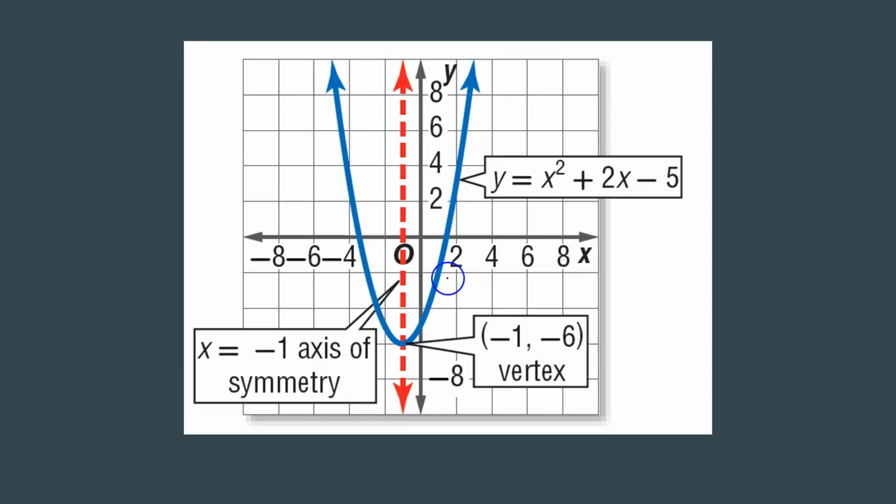Alright, so let's just go over a couple of those terms. The axis of symmetry is this red line. Notice it divides it evenly across both sides.